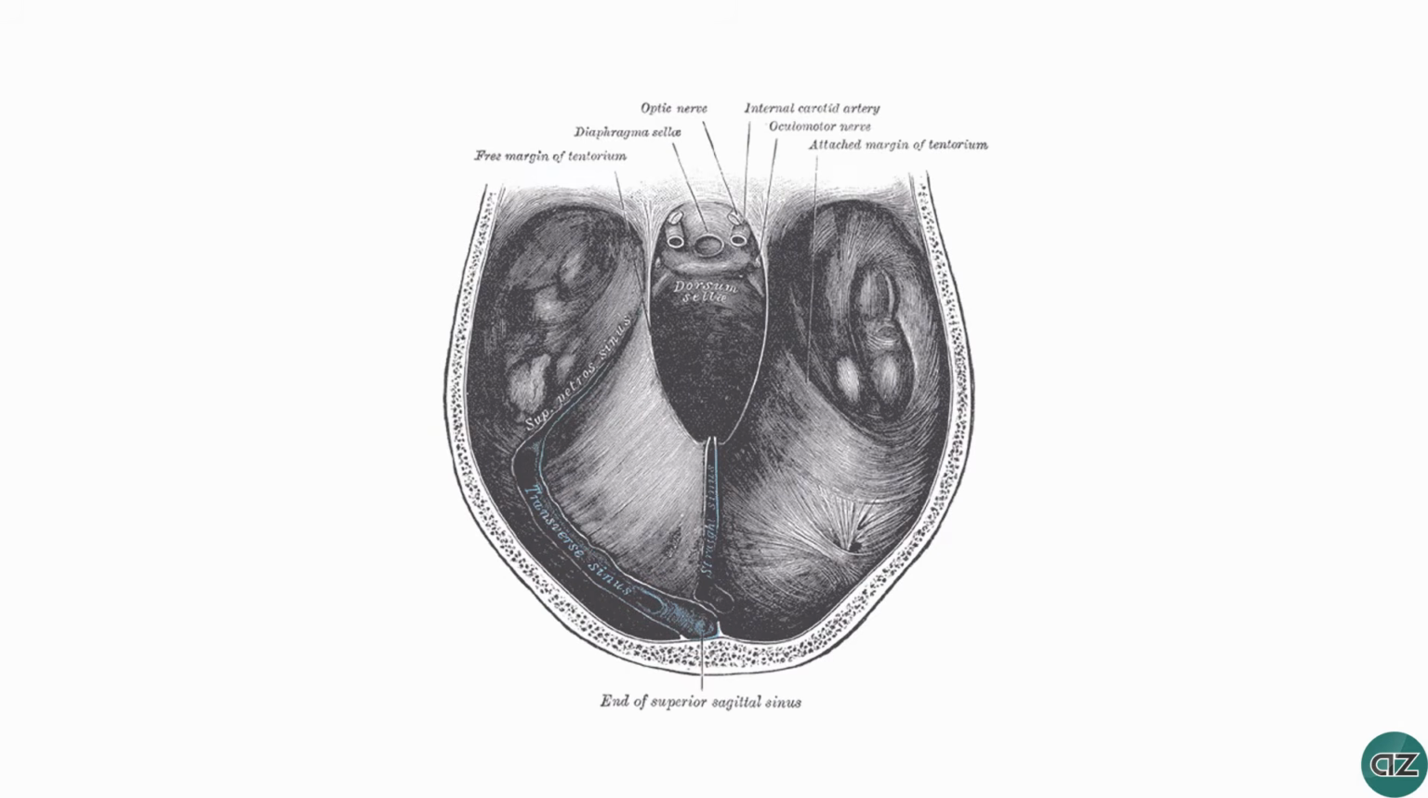I've just switched to a superior view looking down at the tentorium, and you can see that the anterior free edge has this concave notch. This is known as the tentorial notch or tentorial incisure and allows the midbrain to pass through.